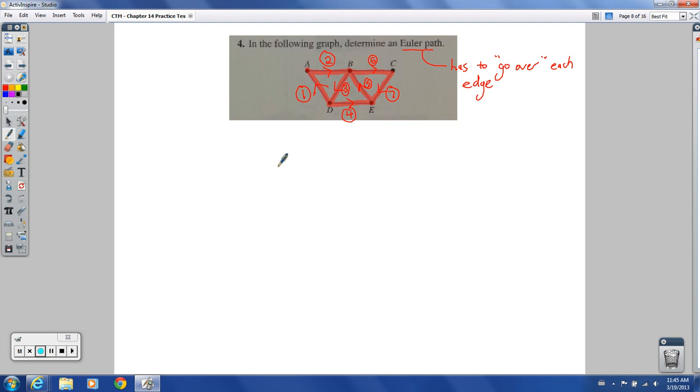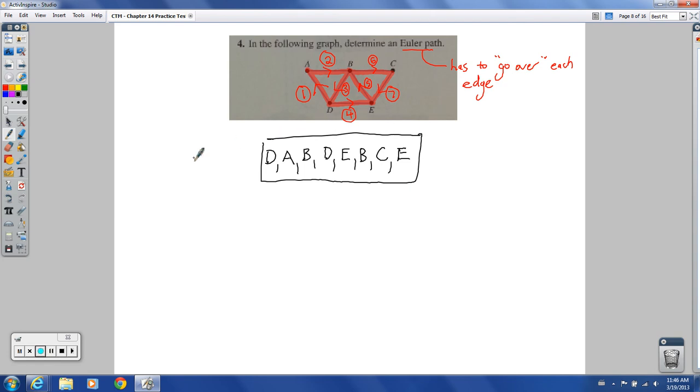That Euler path starting at D goes D, A, B, D to E to B to C to E. That is one possibility. It looks like I picked a slightly different way than the book had. They went from D to A to B to C to E to B to D back to E. That's another possibility, but this is the one I saw. So this is a sample answer.